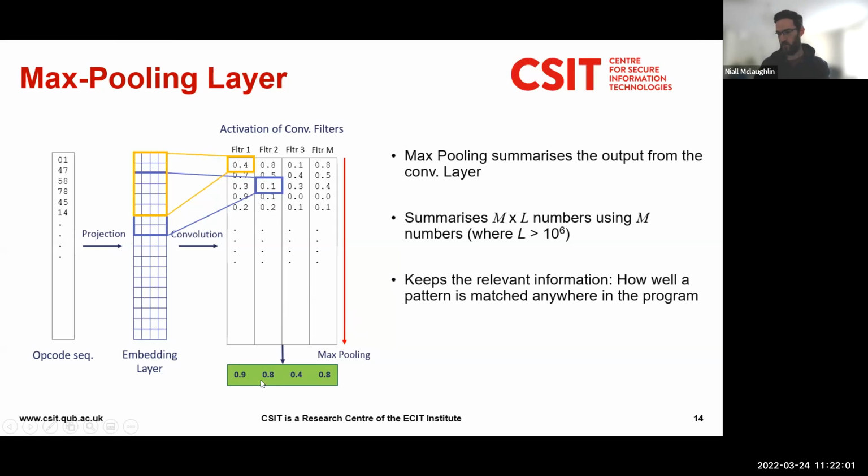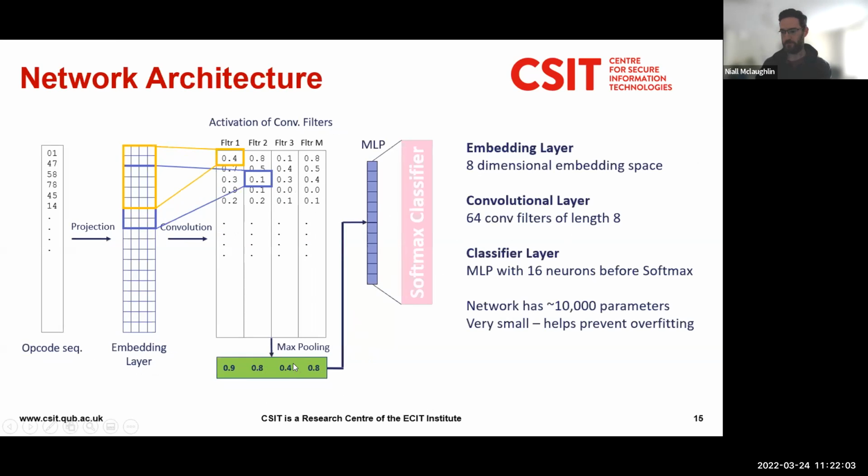So given this little vector, we can then pass that into a classifier. Nothing complicated here. Just pass it through a multi-layer perceptron with, for example, 16 neurons, and then into a softmax classifier. One thing to note here is that this network is actually very, very small. After setting this all up, it has roughly around 10,000 parameters, which is very, very small. For any kind of neural network these days, you might have millions or even billions of parameters. This one has 10,000 parameters. So really, really small. Helps us to stop overfitting.